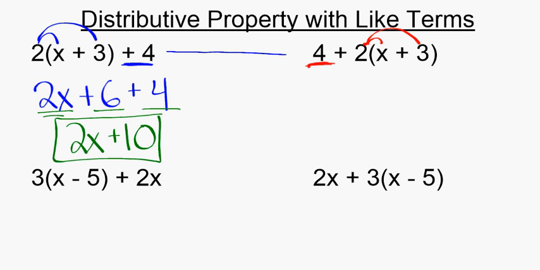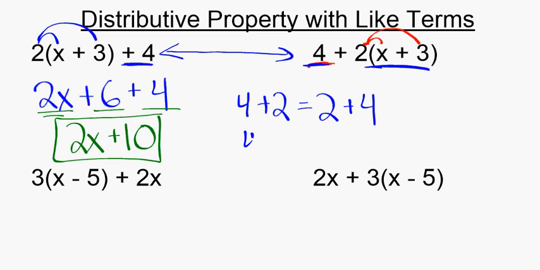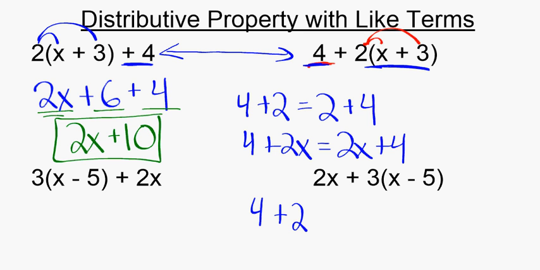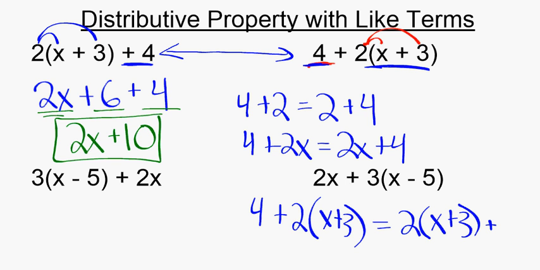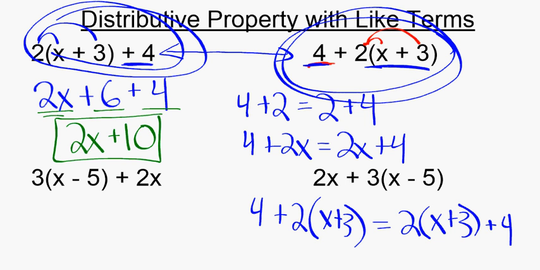Notice these are the exact same problems where the order is just switched. 4 plus 2 is the same as 2 plus 4. So if I have 4 plus 2x, that's the same as 2x plus 4. Whether I change that x to an x plus 3 does not have any effect. So you can see that these two problems, here and here, are the same.